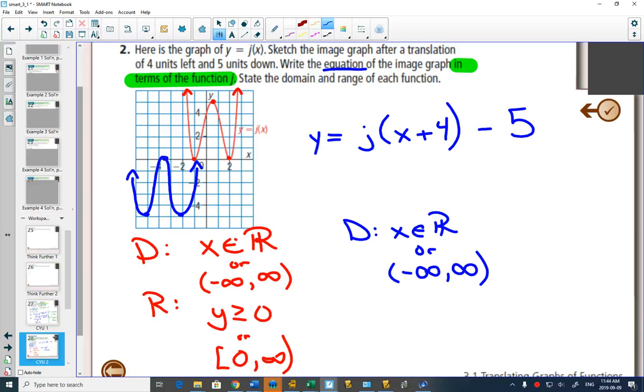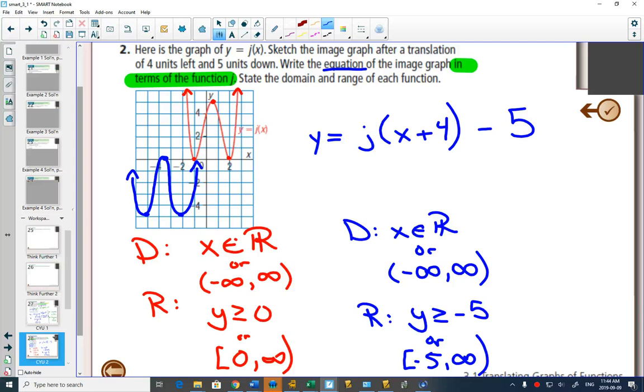Our range are our y values. Our y values are affected by moving up and down. And now our range was y is bigger than or equal to 0, but we've moved down 5. And now our range is y is bigger than or equal to negative 5, or negative 5 to infinity.